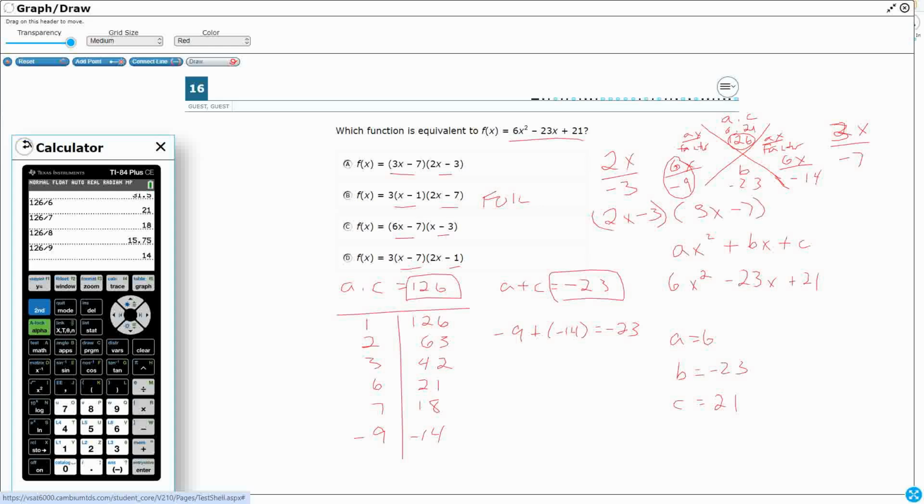And if you want to FOIL those out, you can, right? You would get 6x squared minus 14x minus 9x plus 21, and that makes negative 23x, right where we started. So our answer here is A.